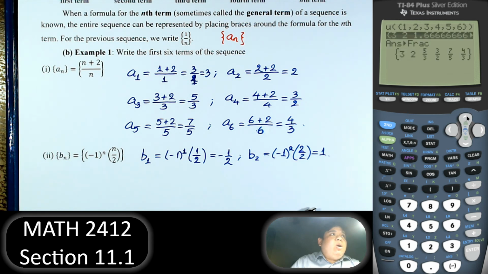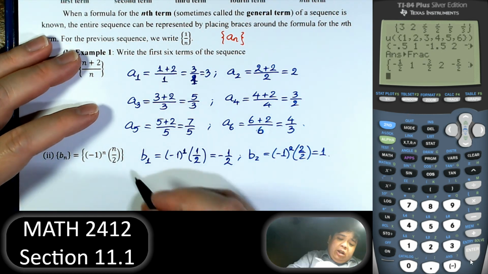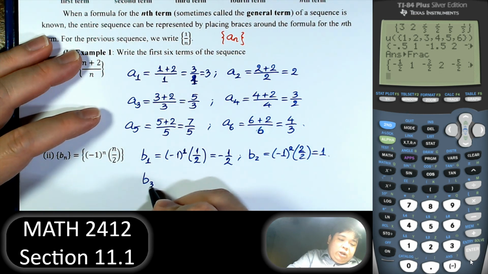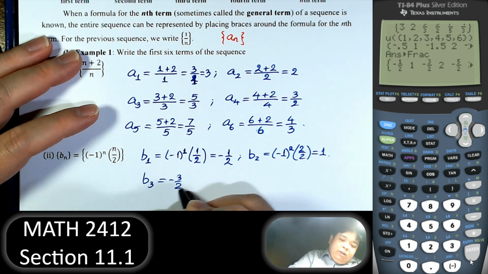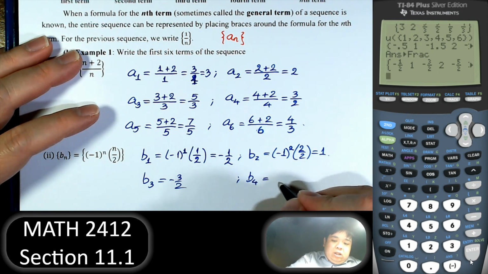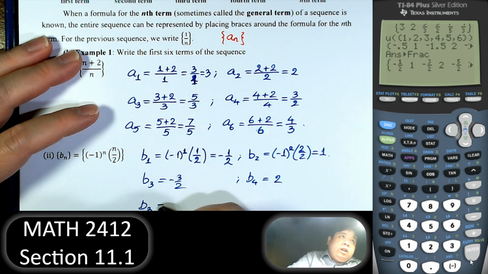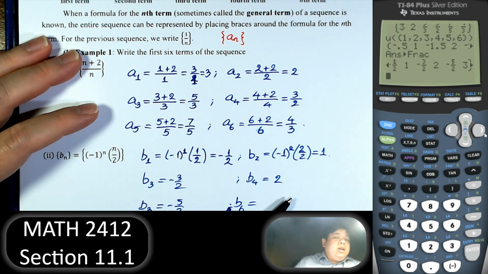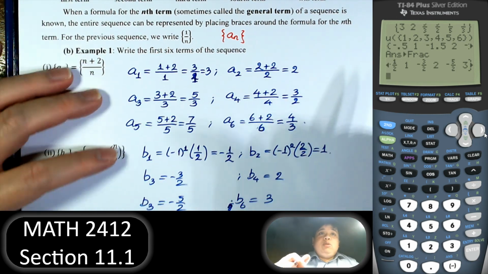And then once again we want the first 6 terms, change that to fraction, and of course keep doing that. We have b3 is negative 3/2, b4 is 2, b5 negative 5/2, b6 is 3. We just keep doing that.